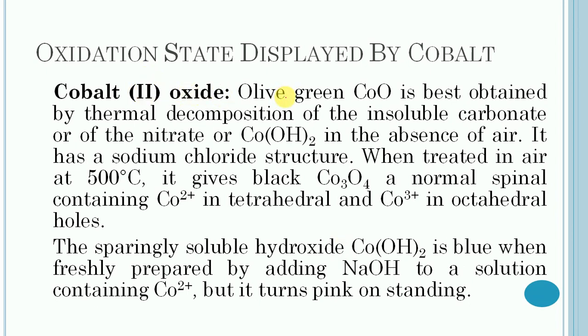Cobalt 2 oxide. Olive green cobalt oxide is best obtained by thermal decomposition of the insoluble carbonate or of the nitrate or cobalt hydroxide in the absence of air. It has a sodium chloride structure. When treated in air at 500 degrees Celsius, it gives black cobalt tetroxide, a normal spinel containing cobalt 2 plus in tetrahedral and cobalt 3 plus in octahedral sites.